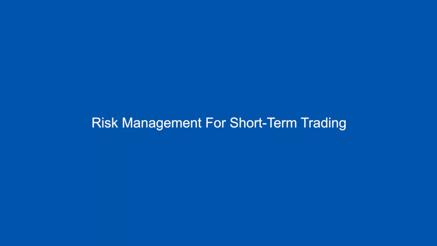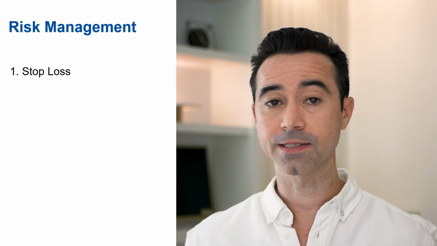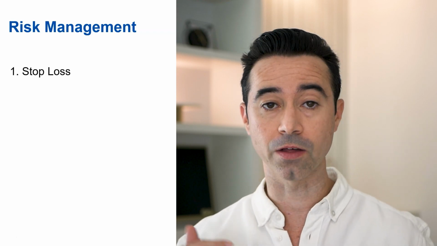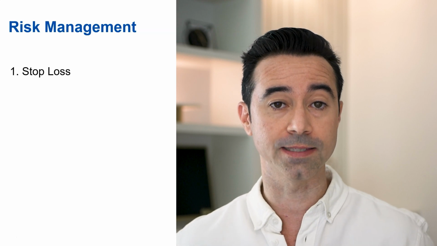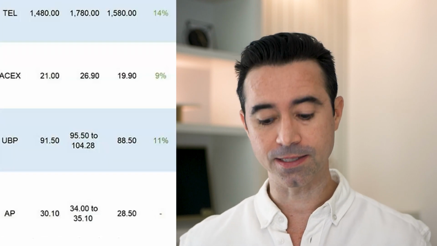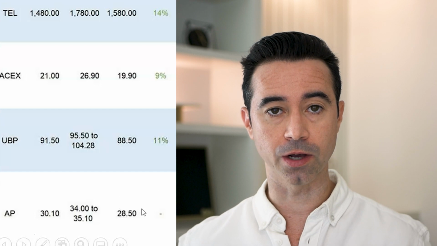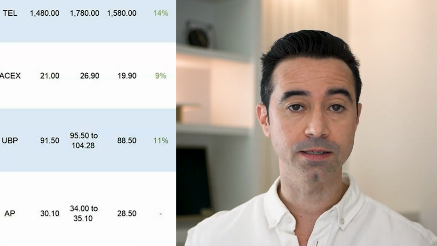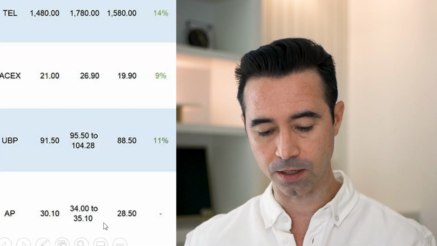But before we do that, we do want to quickly talk about risk management for short-term trading. When it comes to trading, risk management is different than long-term investing. Long-term investing, risk management is highly dependent on diversification. But in trading, it's actually dependent on a few other factors. The first thing is called the stop loss. The stop loss is the price that you're going to sell the stock at and take a loss if it hits that price. As we can see, AP has a stop loss of 28.50. So this is the loss you're willing to risk in order to risk this amount of gain.